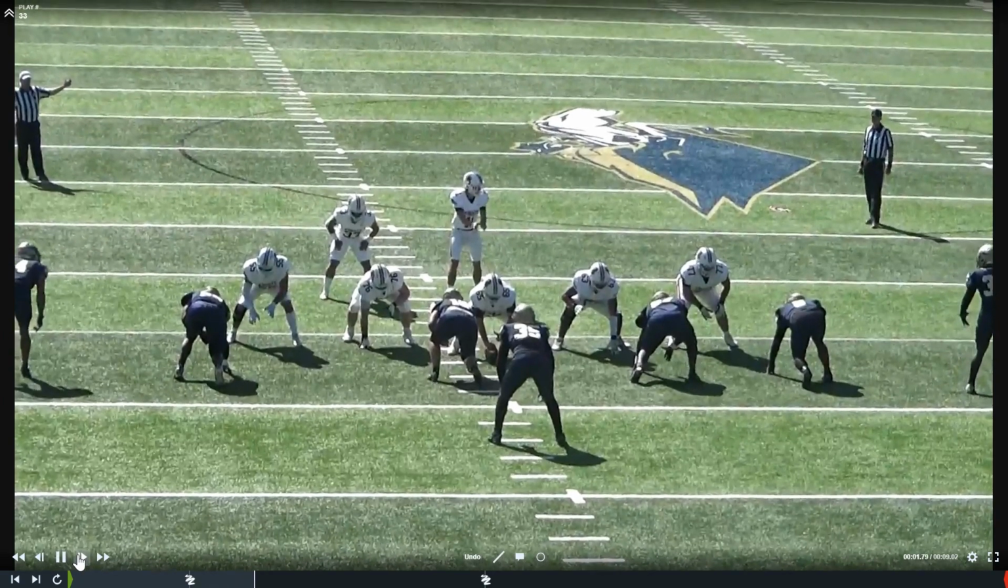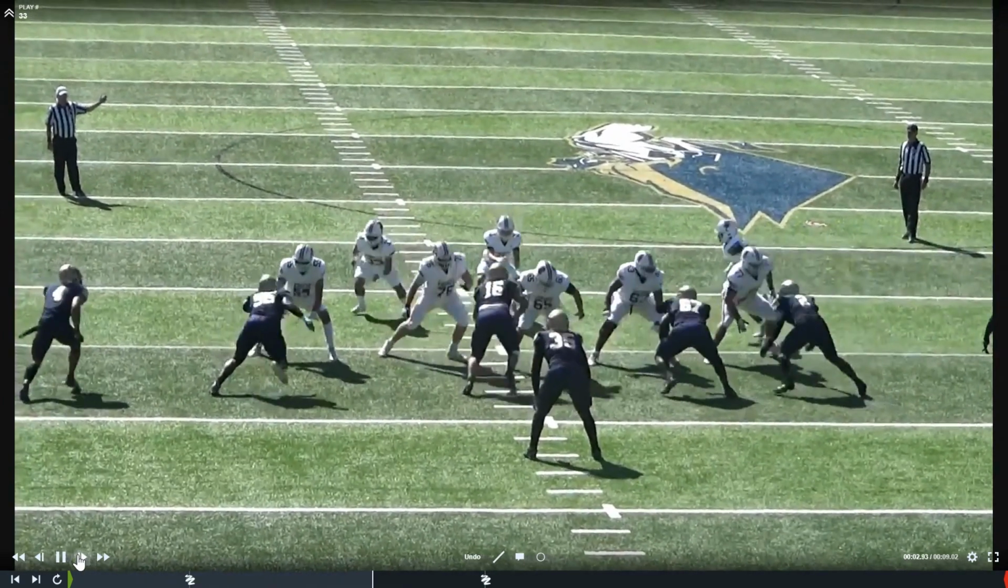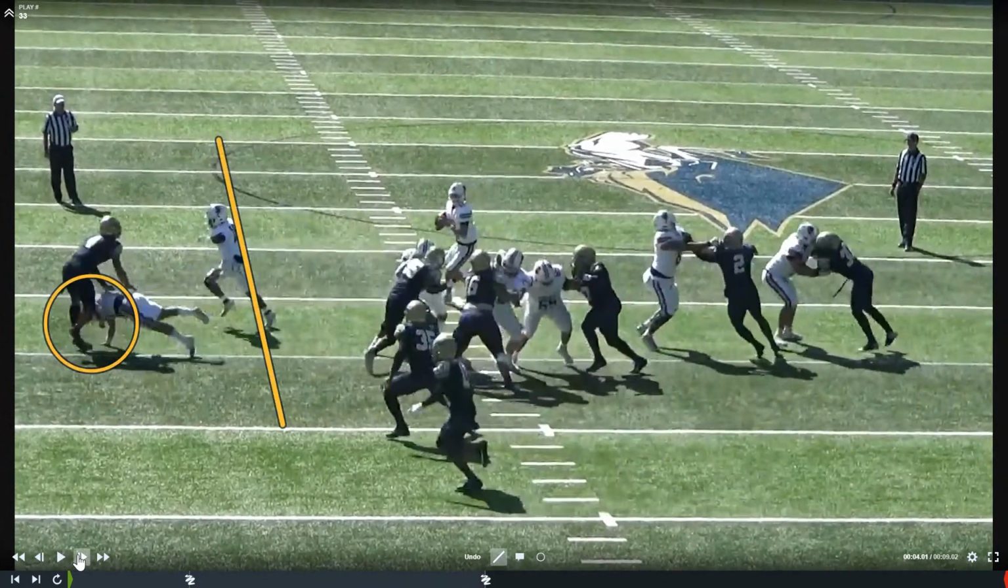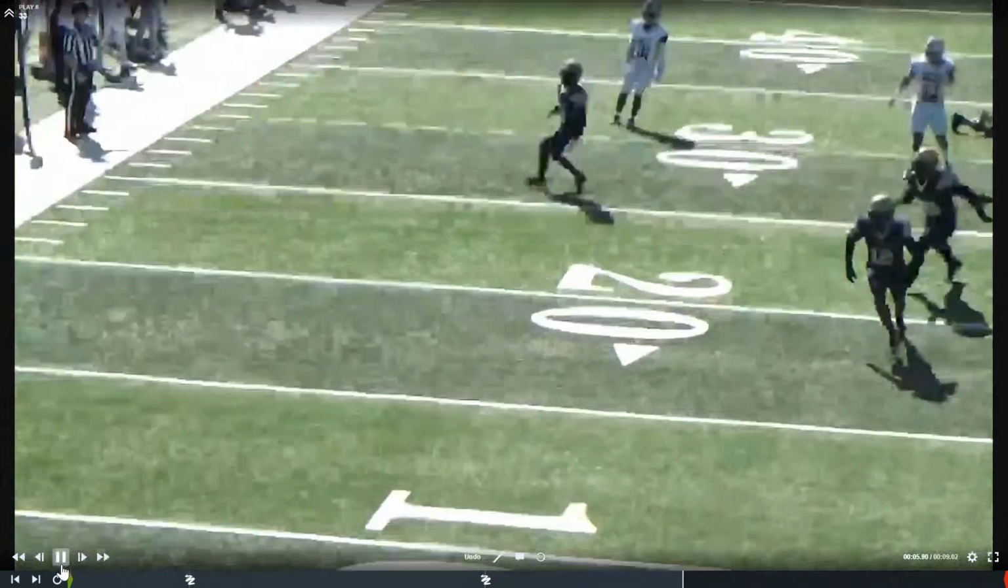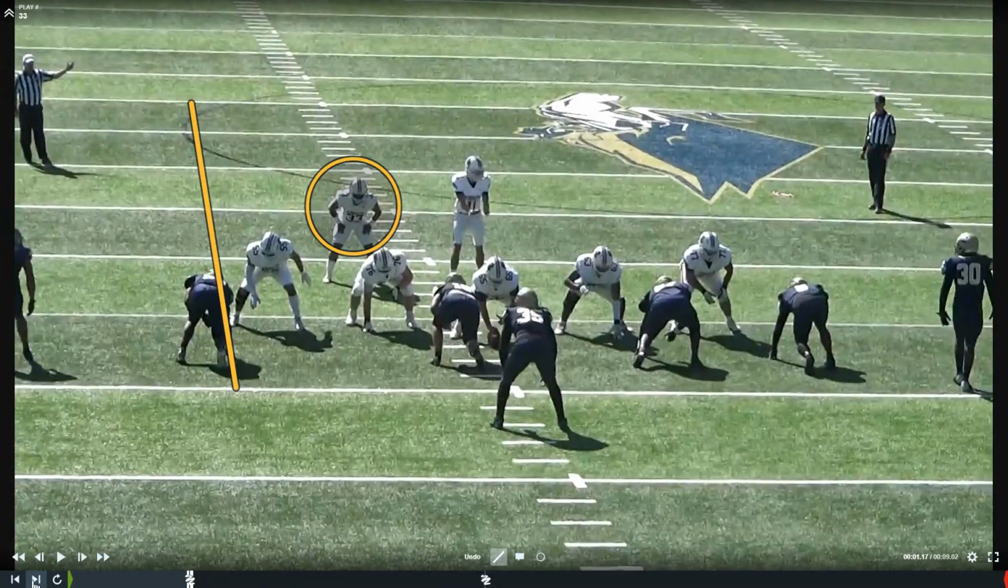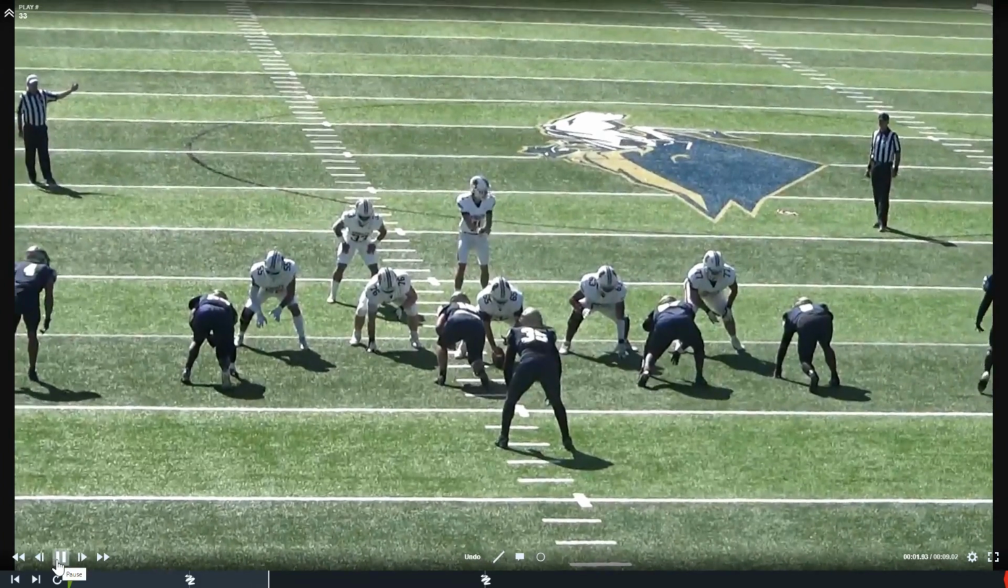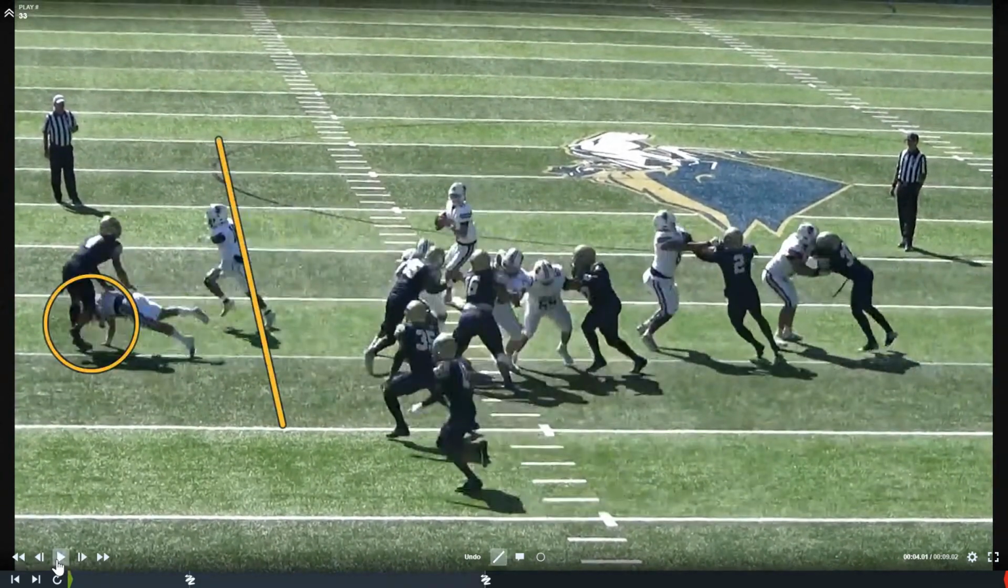On this play, our running back leaves the tackle box in order to block the defender here below the waist, clearly outside the tackle box. Let's make sure we stick with our keys long enough to pick up this illegal contact on the defender. At the snap, this is a short wing key. If we stay with our key, we're not going to miss this block below the waist.